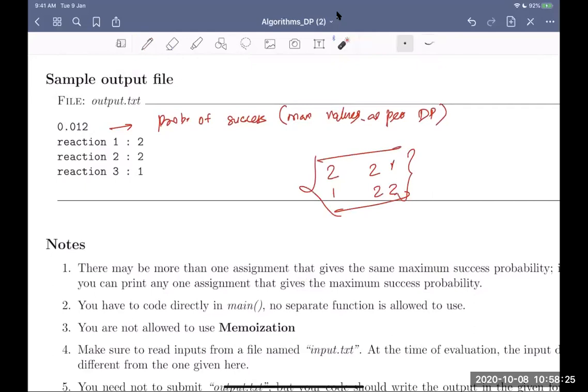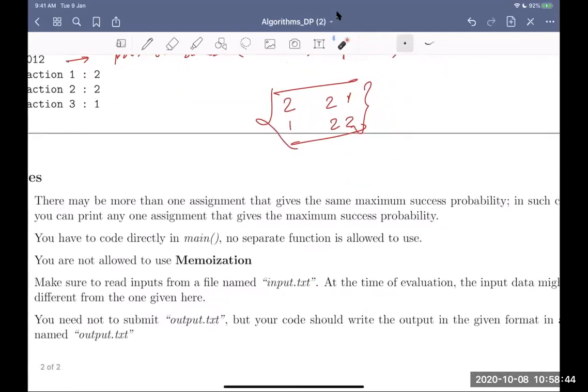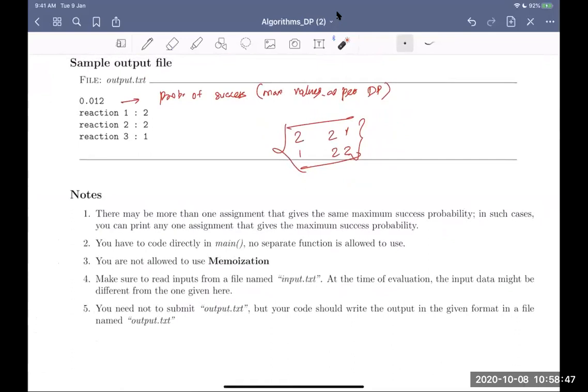We are not asking you to write any separate function. Just use a single main function, do the file reading there, do your dynamic programming solution there, and then also do the printing into the output file. Don't use memoization, and make sure you are reading input from a file, input.txt. At the time of evaluation, we may give you this file or a different data file, but it will have the same name. You should read that, do your dynamic programming, and then your program should print to a file output.txt.